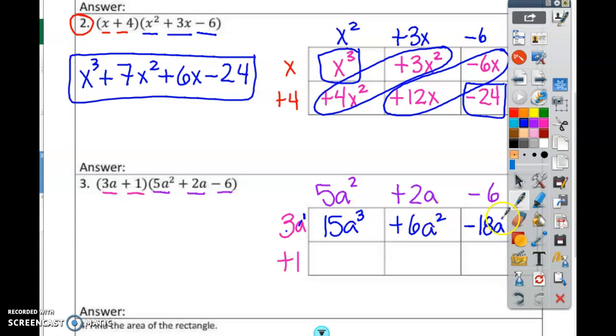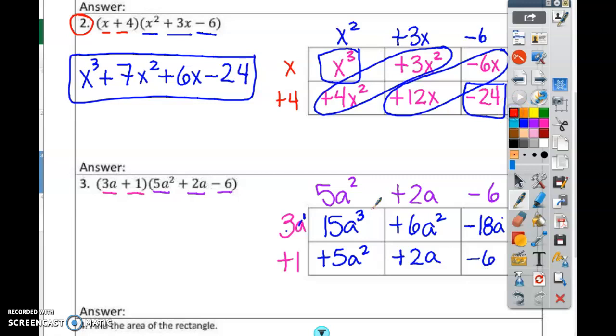3, 2, 1. Okay? Then 1 times 5, positive 5a squared, because this one had an a squared, so this has to have a squared. 1 times 2a is positive 2a. Remember, these two have to be the same, and these two have to be the same. And then 1 times negative 6 is negative 6.